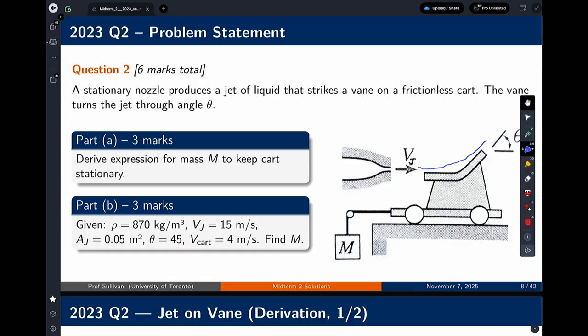So if you look back at the lecture 19 example on this moving cart, it's going to be very similar. For the second part, you're given a bunch of terms, and you're asked to find what the mass would be. The only difference here is that you're given a velocity of the cart.